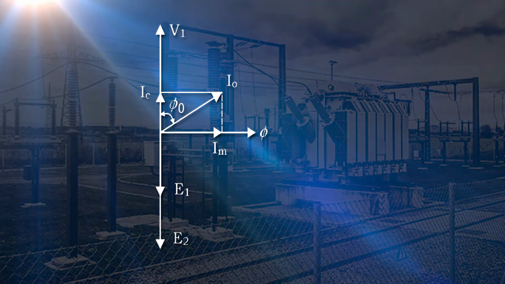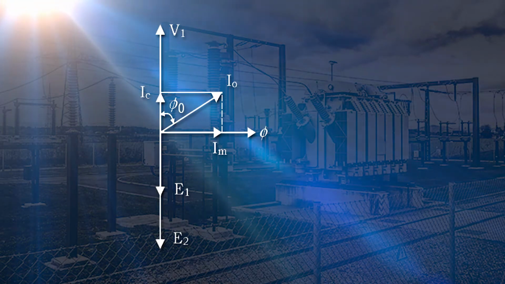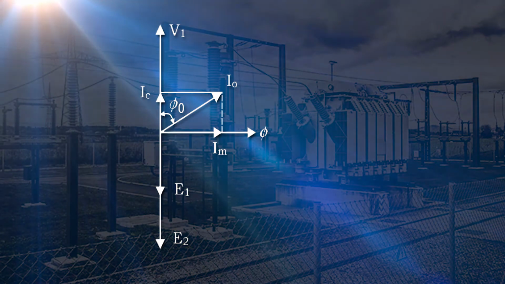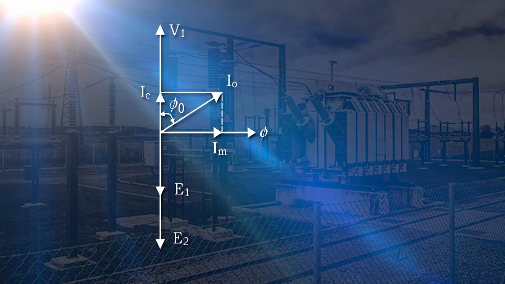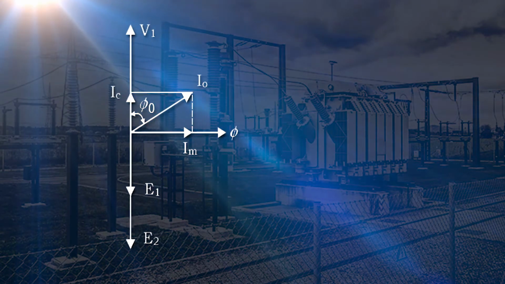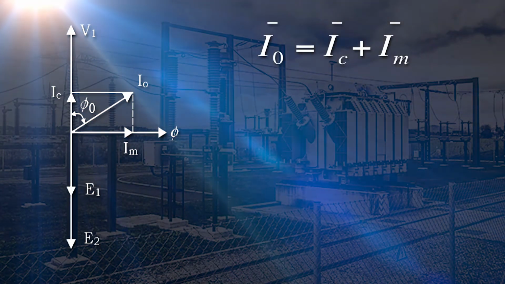So you can say this phi is lagging with respect to V1 by 90 degrees. Now the magnetizing current, which is denoted by Im, is in phase with the flux phi and lags behind the applied voltage by nearly 90 degrees. The phasor sum of the core loss component of current, denoted by Ic, which is shown on the vertical axis, and the magnetizing current Im, which is shown on the horizontal axis, gives the no load current I naught.